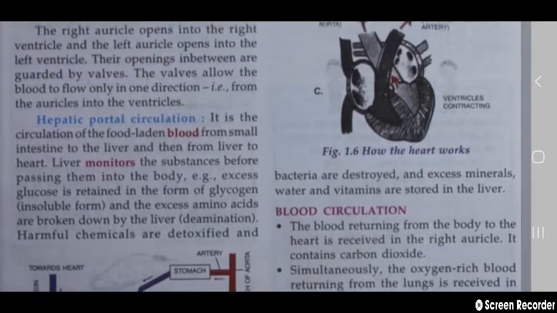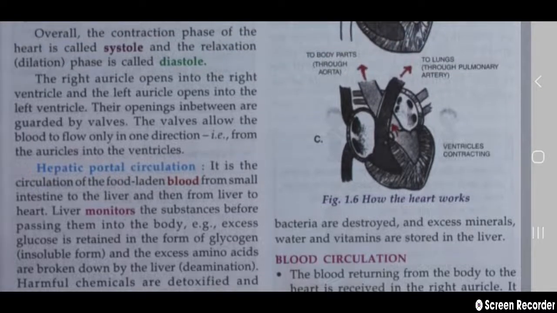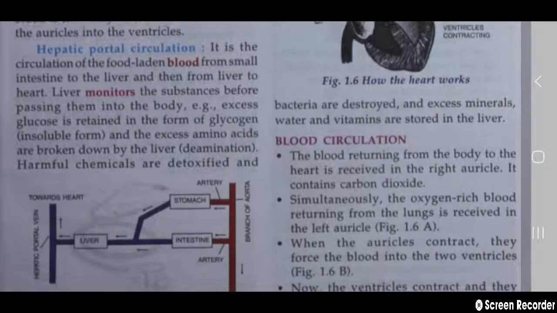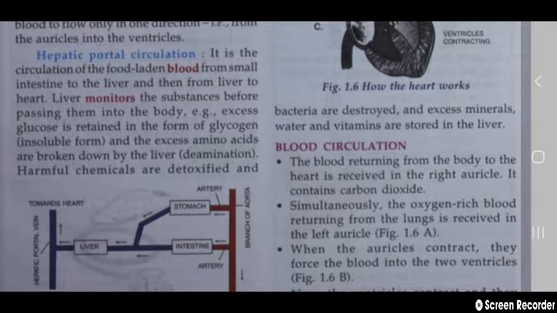And then from the ventricle, the blood is sent out to the body, and also to the lungs. The waste blood that comes from the body, the deoxygenated blood, is sent to the lungs through the pulmonary artery, and the aorta sends the blood to the other parts of the body. This was about how blood is taken in by the heart: the auricle takes in the blood, and the ventricle supplies it out.